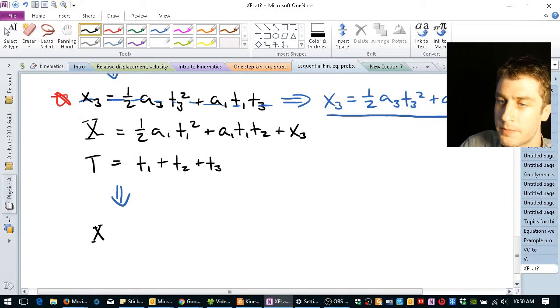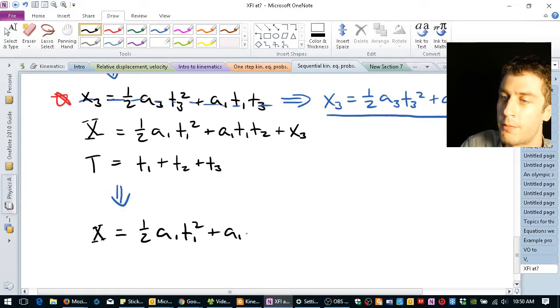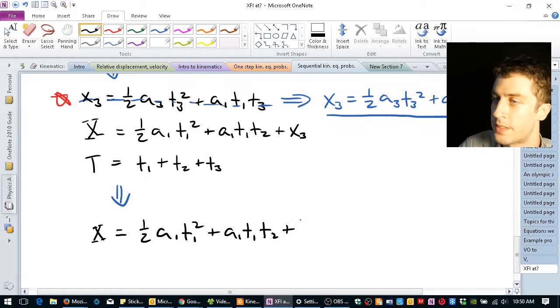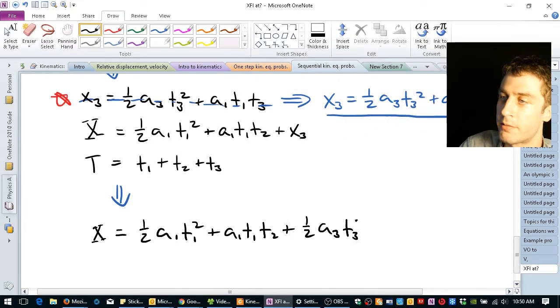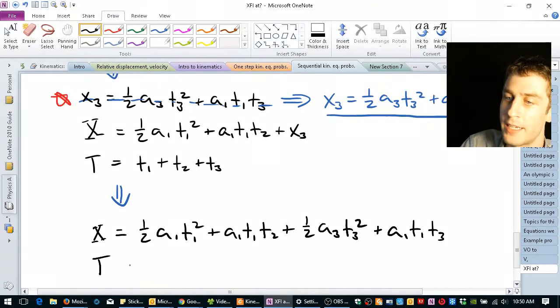Capital X is equal to 1/2 a1 t1 squared plus a1 t1 t2 plus what we substitute in for x3, 1/2 a3 t3 squared plus a1 t1 t3. Capital T is equal to t1 plus t2 plus t3.